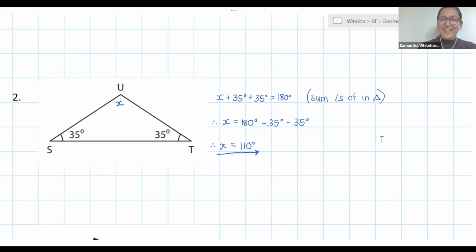Exactly, guys. So we use the sum of angles in a triangle in this case to get our value for x. When we add all three interior angles up in a triangle, I will always get 180. It doesn't matter what sort of triangle it is, it will always add up to 180 degrees. Well done, guys. Awesome.